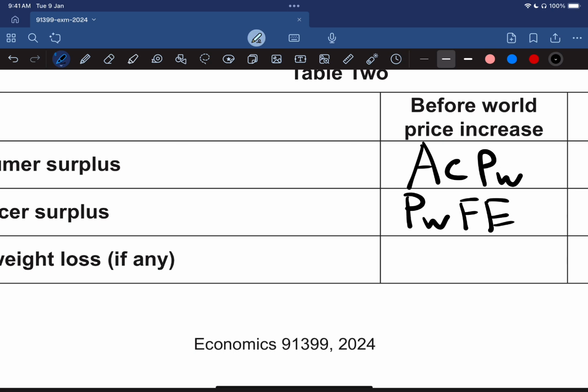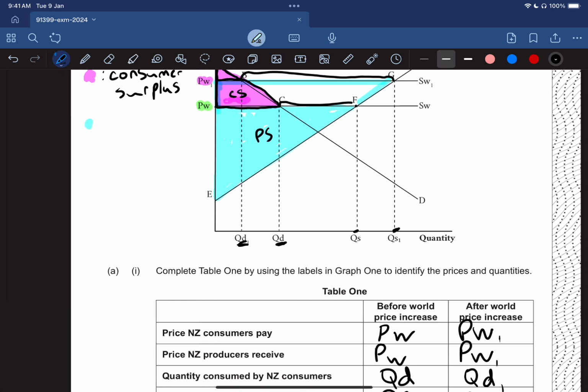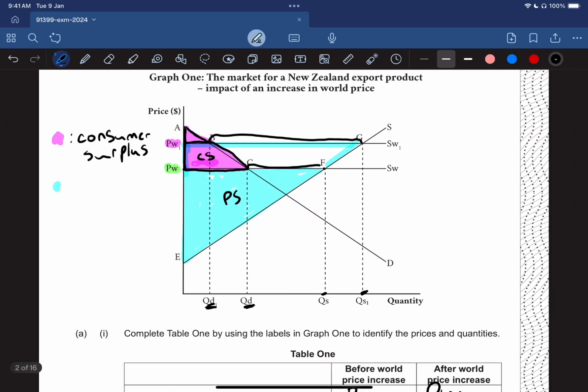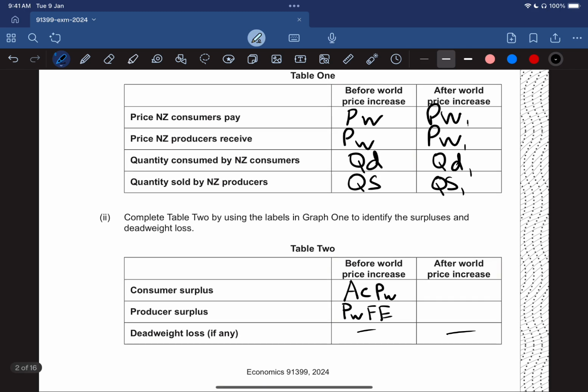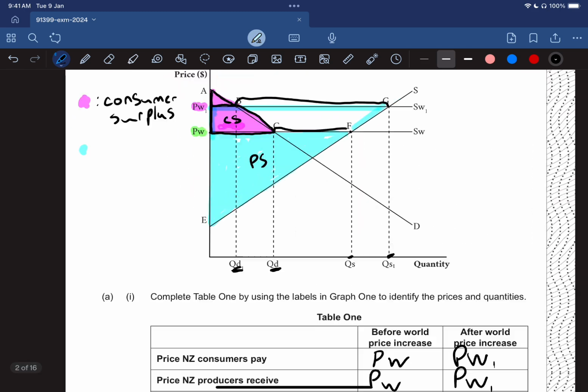PWFE. All right. Now, guys, there's no deadweight loss here because these goods in here are being exported. So people are still taking place in the market. The world price increase hasn't left anyone out of the market, and it's still going to be allocatively efficient. So we'll just draw a little line through both of those in there.